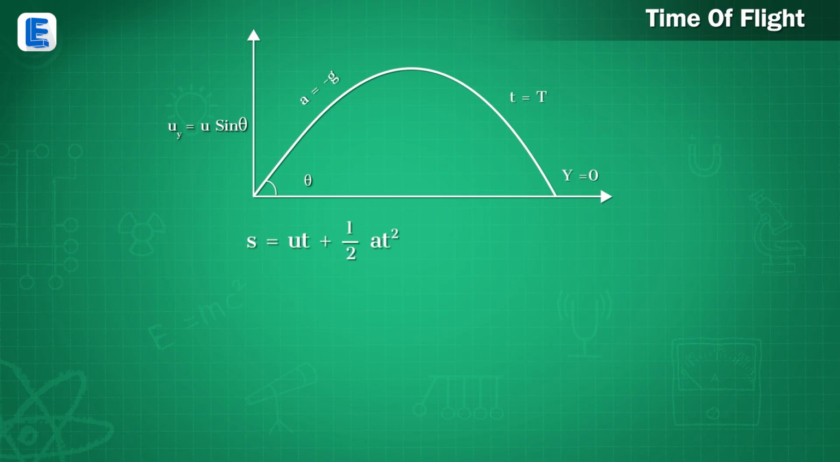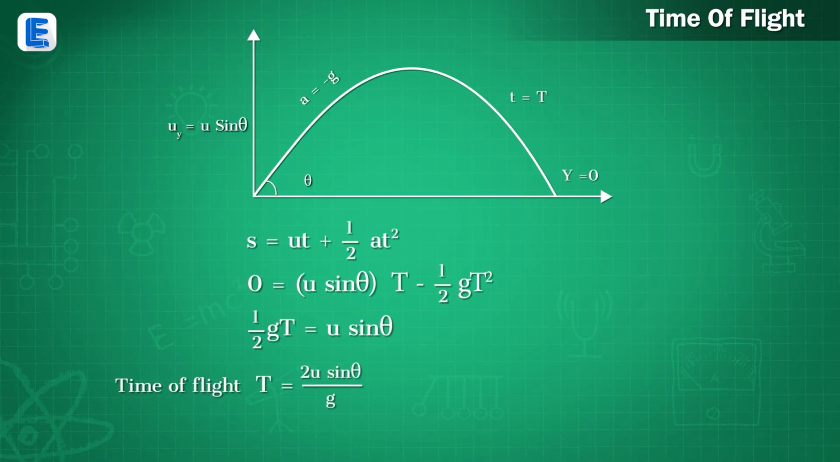From s is equal to ut plus half at squared, 0 is equal to u sine theta into capital T minus 1 by 2g capital T squared. 1 by 2g capital T is equal to u sine theta. Time of flight, capital T, is equal to 2u sine theta by g.